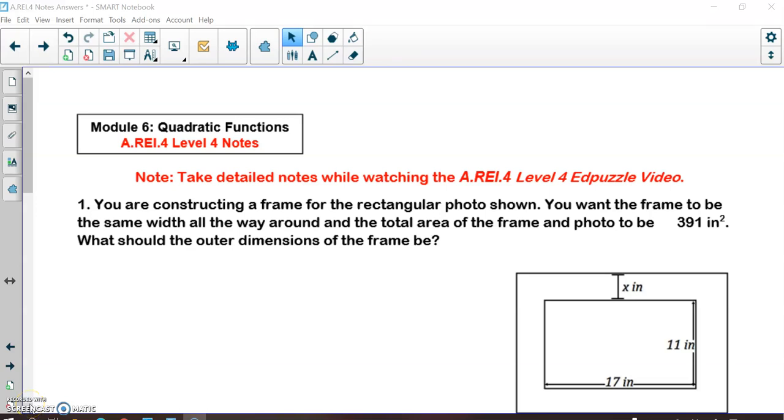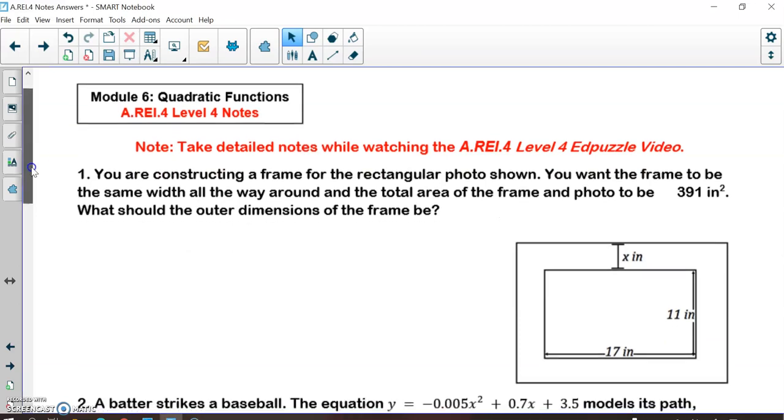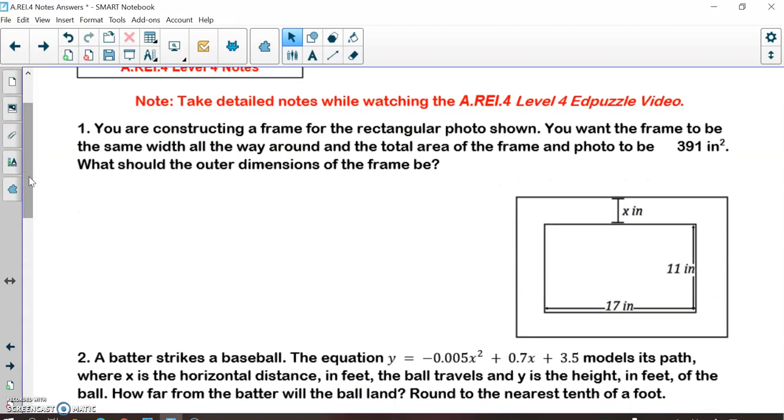Okay, so we have reached level 4. We are dealing with word problems now. So, number 1, you are constructing a frame for a rectangular photo shown. You want the frame to be the same width all the way around, and the total area of the frame and photo to be 391. What should the outer dimensions of the frame be?